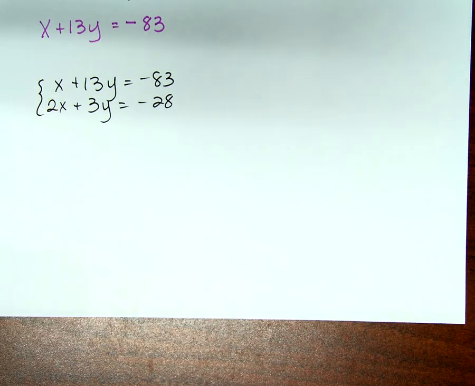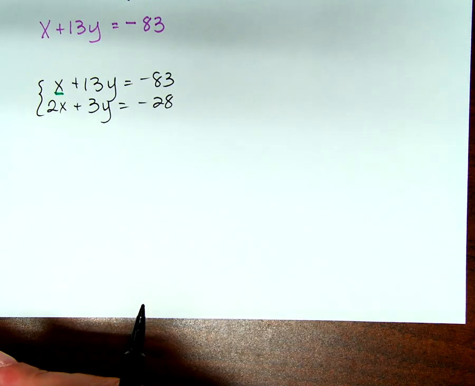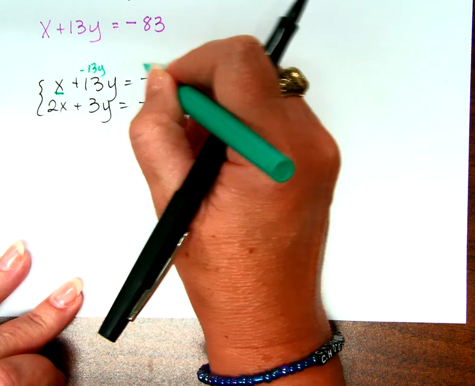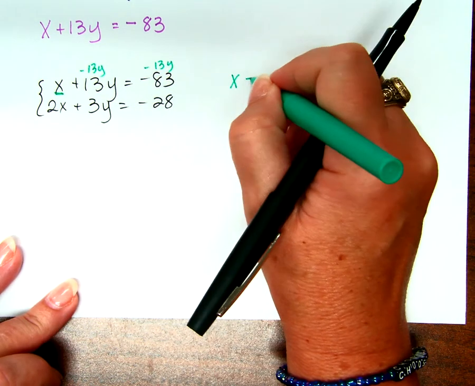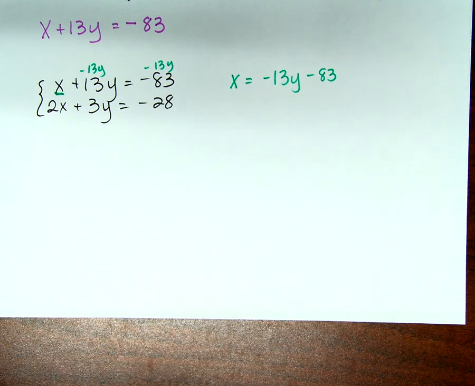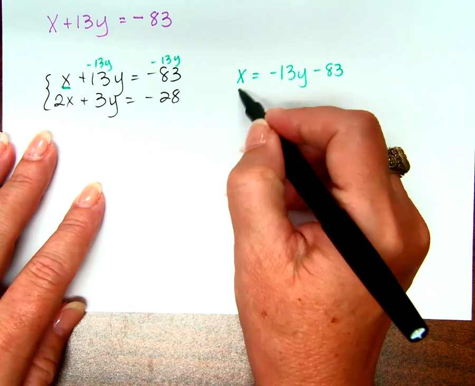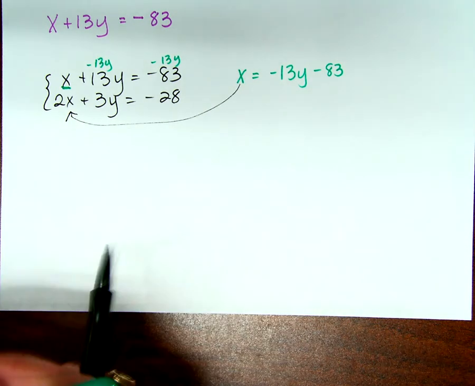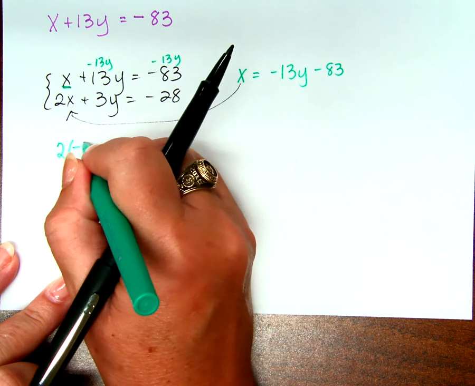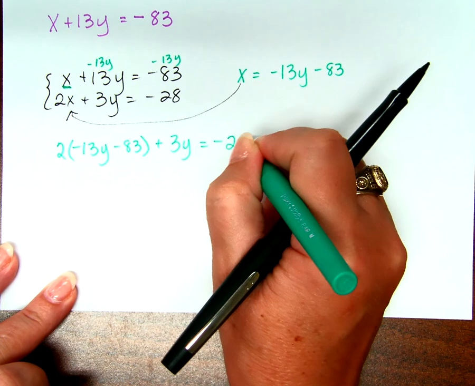So what you're telling me is you want to isolate x? You want to isolate that x right there? How would I isolate that x right there? Subtracting 13y. So you're telling me x equals negative 13y minus 83. Is that correct? Now that I know what x equals, what do I do with it? Do I mess with these things up here yet? No, I'm ignoring that still, aren't I? Now go here. So I'm going to take this x and plug it in right there, right? So 2 times x, which I know is negative 13y minus 83, plus 3y equals negative 28.